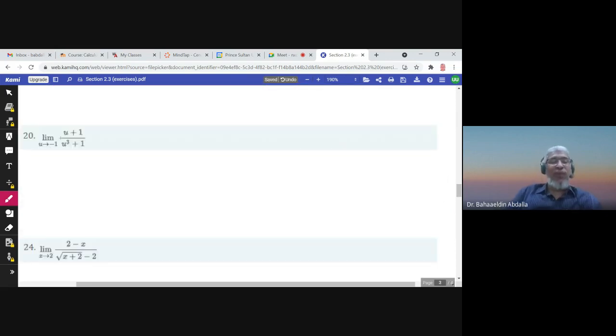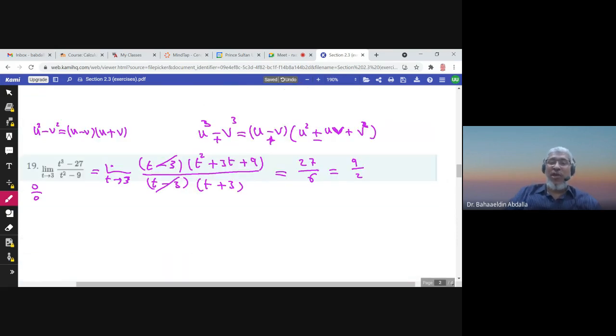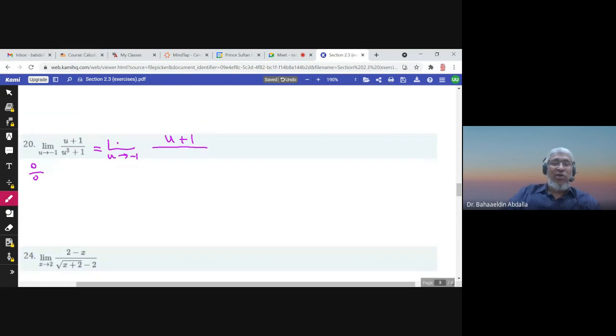Here, if you replace u by -1, you get again 0 over 0. So you will think of factoring. u plus 1 is already factored, but here you have a sum of two cubes. So you use the same formula, this one. You take the cube root of u cube, which is u, plus the cube root of 1, which is 1, and now you square the first term, you change the sign, multiply the two terms, and square the second term. u plus 1 will be cancelled with u plus 1.